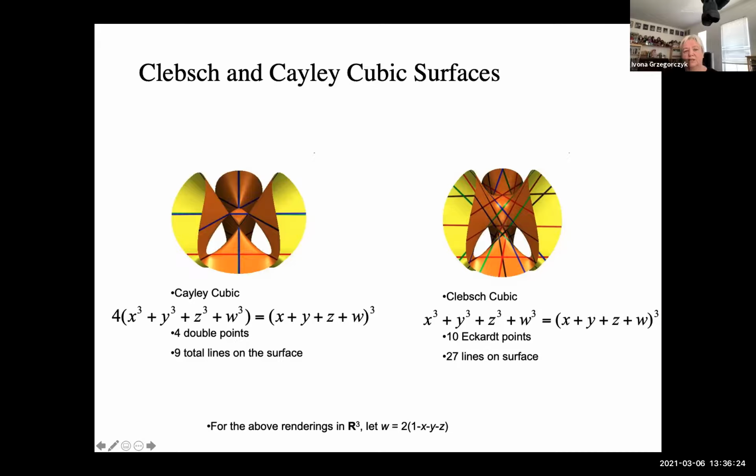But if they are of degree 3, this equation would be 4 times x cubed plus y cubed plus z cubed plus 1 equals x plus y plus z plus 1 cubed. So I'm getting something like this, and this is called the Cayley cubic, and it was studied very extensively like 100 years ago. Or the Clebsch, which is x cubed plus y cubed plus z cubed plus 1 equals x plus y plus z plus 1 cubed.